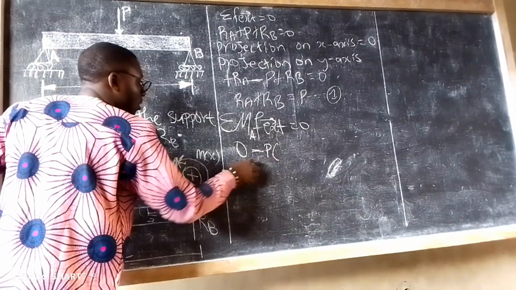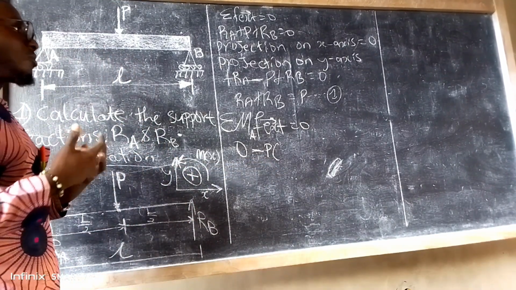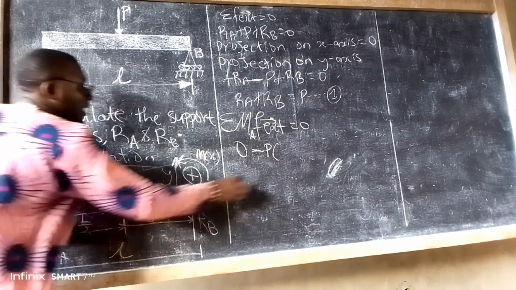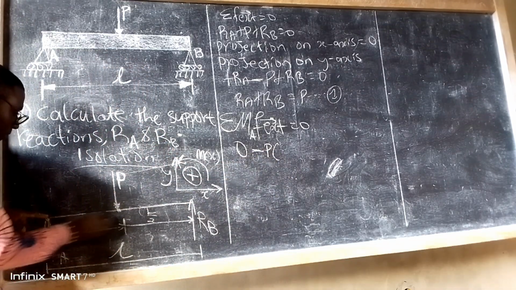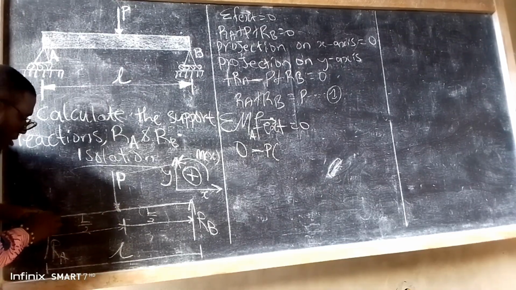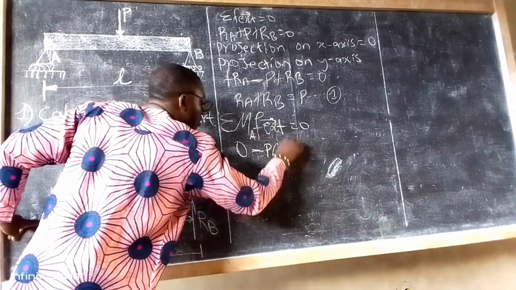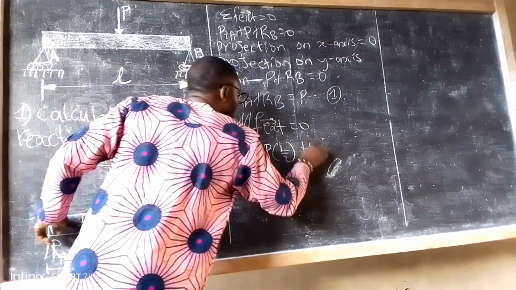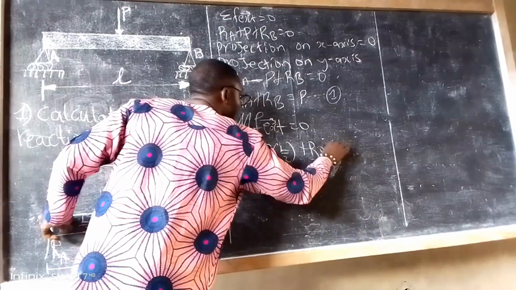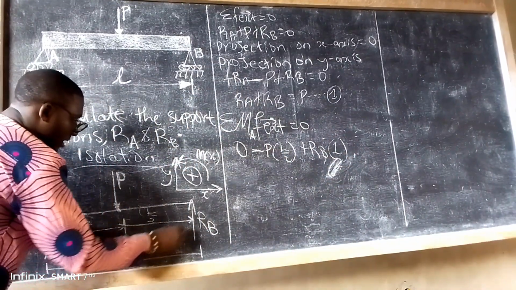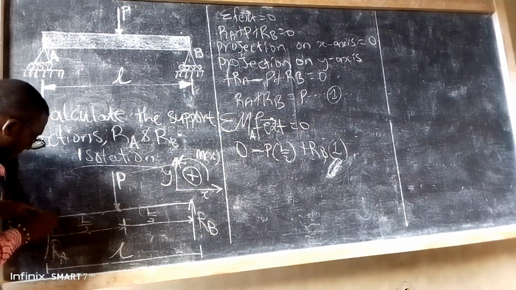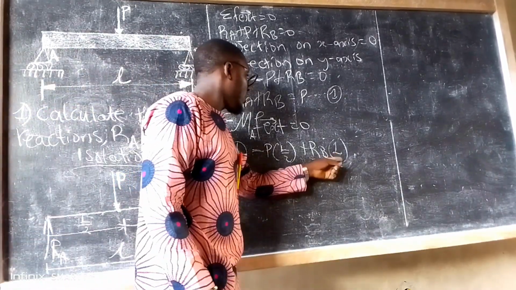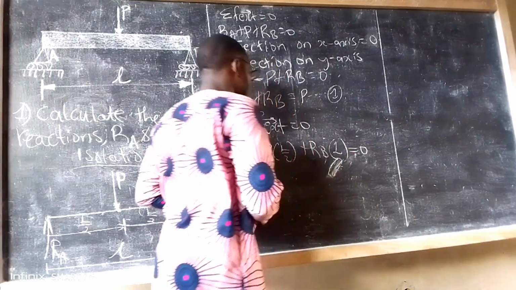Here is the force. We said moment is the product of the force by the perpendicular distance, the lever arm. So we have negative P into the distance from P to my center of moment, which is L on 2. The moment of RB about point A is plus RB into L, because the distance from RB to my center of moment at point A is L. We equate it to 0.